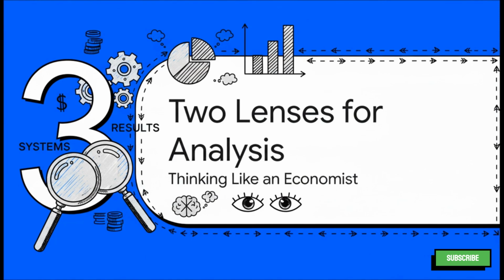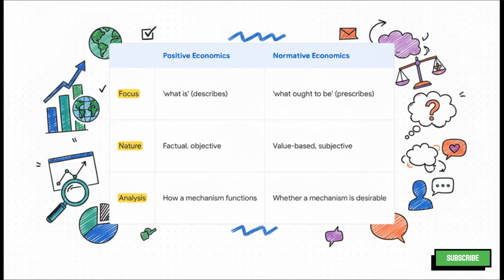Okay, this next part is absolutely critical, especially for you UPSC aspirants. You need to understand the 2 different lenses that economists use to analyze these systems and figure out what's going on. It's about learning to think like an economist. So let's break this down.